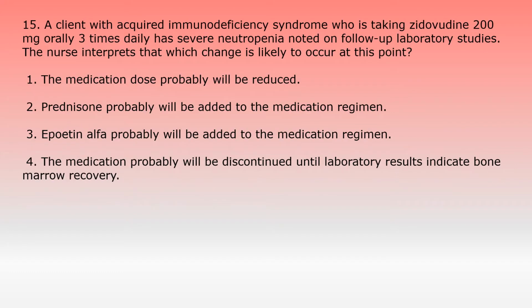15. A client with acquired immunodeficiency syndrome who is taking zidovudine 200 mg orally 3 times daily has severe neutropenia noted on follow-up laboratory studies. The nurse interprets that which change is likely to occur at this point. 1. The medication dose probably will be reduced. 2. Prednisone probably will be added to the medication regimen. 3. Epoetin alpha probably will be added to the medication regimen. 4. The medication probably will be discontinued until laboratory results indicate bone marrow recovery.